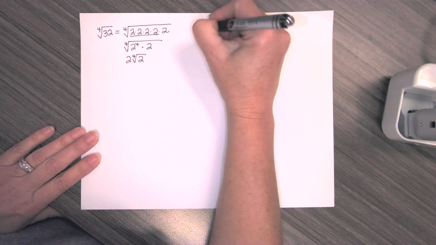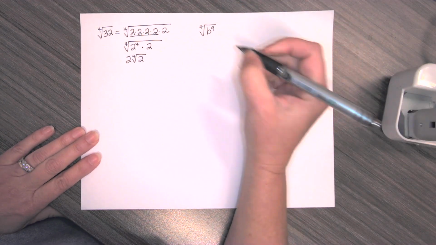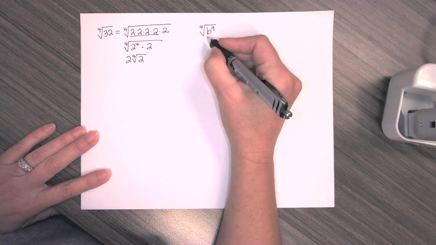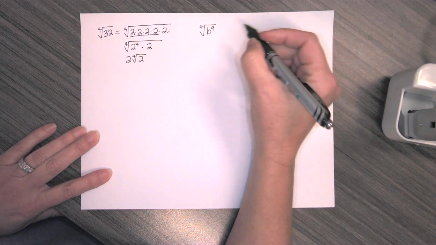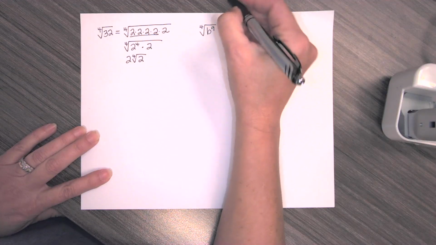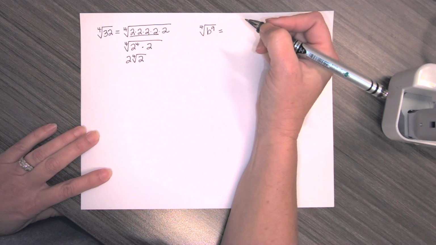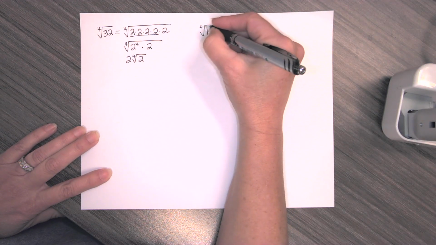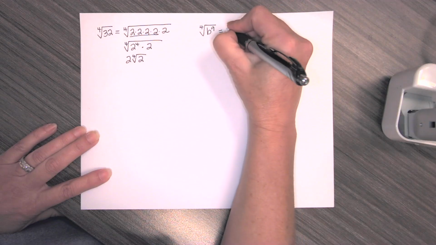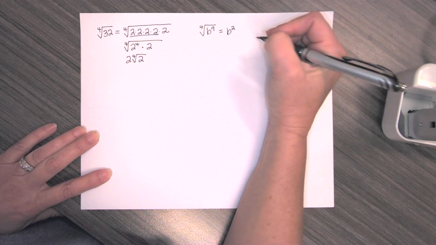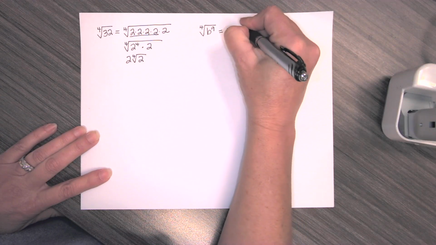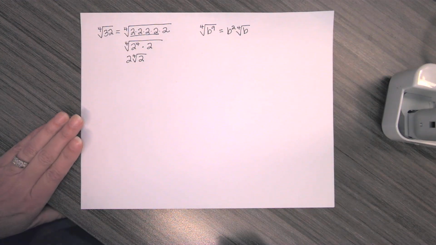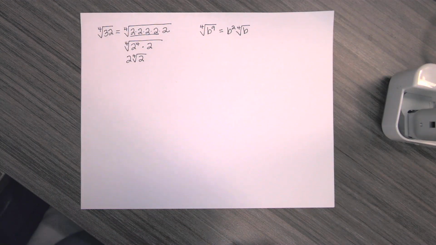Okay, if we have the 4th root of b to the 9th, again we're looking for groups of 4. Rather than writing out 9 b's, I'm just going to think about groups of 4. How many groups of 4 could I get out of b to the 9th? 4 goes into 9 2 times, so I could get 2 groups of 4, and then I would have 1 b left under the radical.